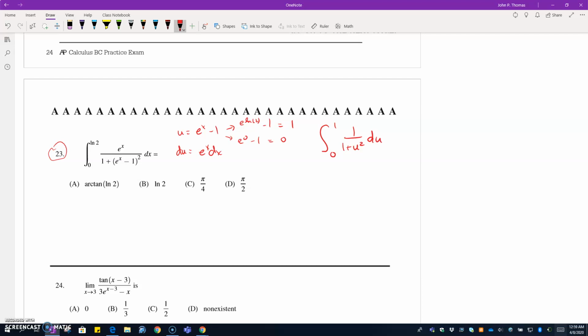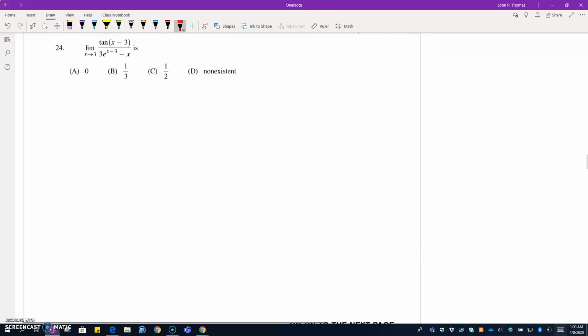All right, we should recognize that structure as being arctan. So I have arctan of u evaluated from 0 to 1. So I have arctan of 1 minus arctan of 0. That's pi over 4 minus 0, which is pi over 4. So our correct answer would be C for number 23. And again, the big topic is integration with u substitution.